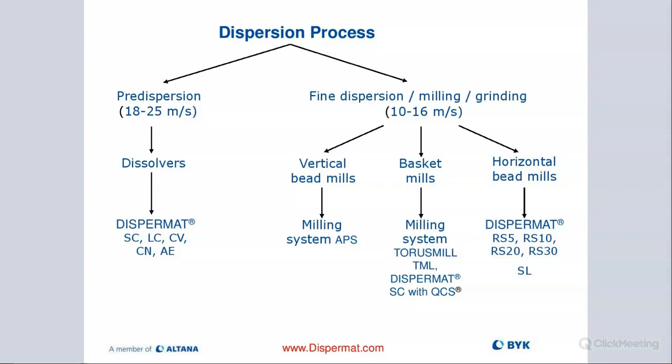And for that, again, we have different types of media mills, vertical bead mills. We call that an APS system, basket mills, our TML or horizontal bead mills, where we have the SL for lab or RS for manufacturing scale. But remember, dispersion process, always two parts. Pre-dispersion, first step, absolutely necessary and critical, and then the fine dispersion, milling or grinding as the second step.